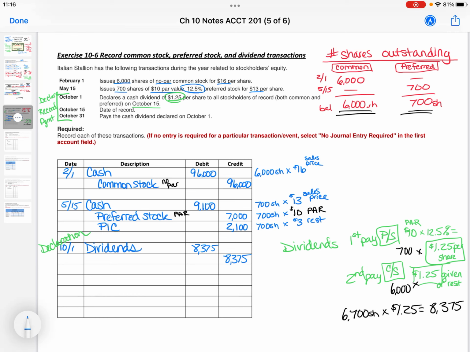But now we're learning that you don't actually declare it and pay it all in the same day, that there's actually 3 steps to this. So instead of cash, we're going to do dividends payable. So dividends payable is a liability account. It's a current liability. We're going to pay it within 1 month, within 30 days. Now on October 15th, which is the date of record, there's no entry. It's really just the day that we're going to get a list from the Securities Exchange Commission telling us who owns our shares of stock.